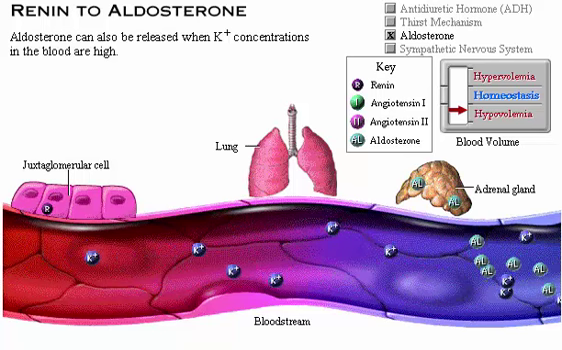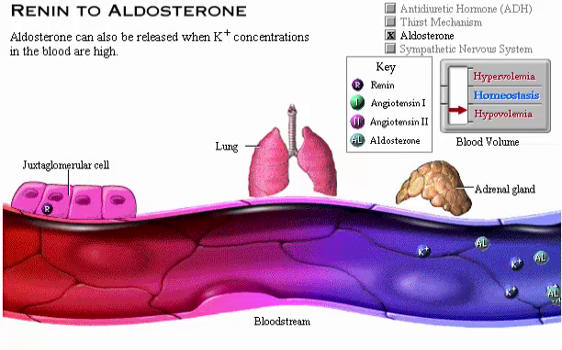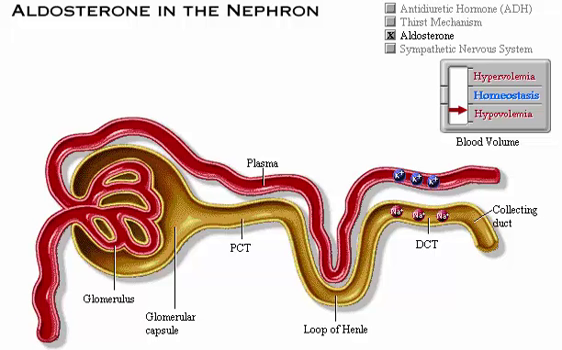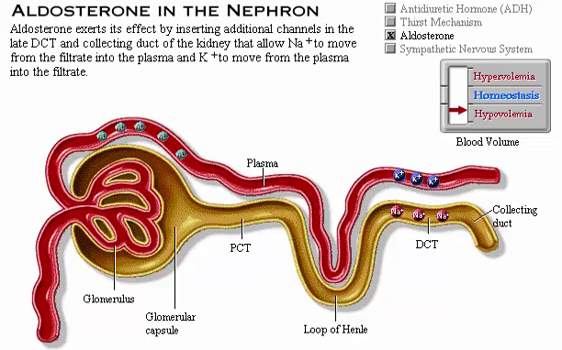In the absence of aldosterone, the cells in the late distal convoluted tubule and collecting ducts allow few sodium and potassium ions to pass because there are few sodium and potassium channels in the cell membrane facing the kidney tubule. There are also few sodium-potassium ATPase pumps on the basal side of these cells. Aldosterone exerts its effect by inserting additional channels in the late distal convoluted tubule and collecting duct of the kidney. This allows more sodium to move from the filtrate into the plasma and potassium to move from the plasma into the filtrate.